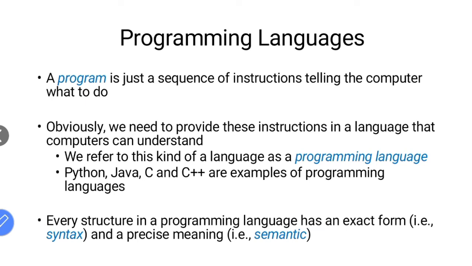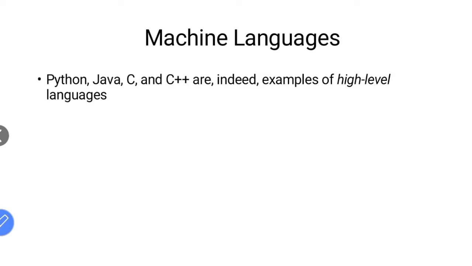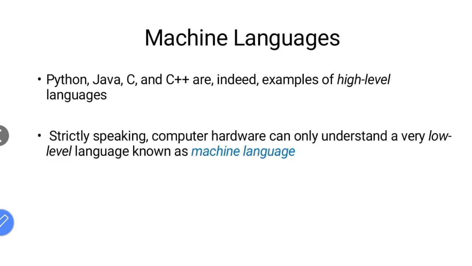Every structure in a programming language has an exact form, that is syntax, and a precise meaning, that is semantics. Just like our English, for talking in English we need to use grammar and some rules, like full stops, commas, semicolons. So this type of syntax is also used in languages, and they have their specific meaning. Now come to the machine languages.